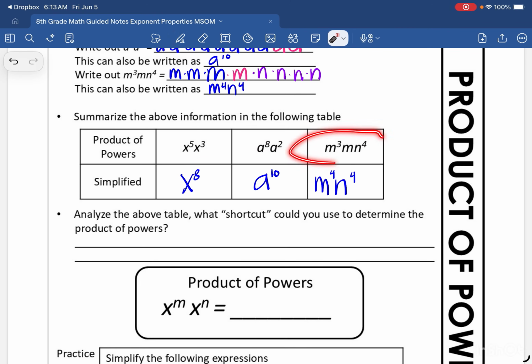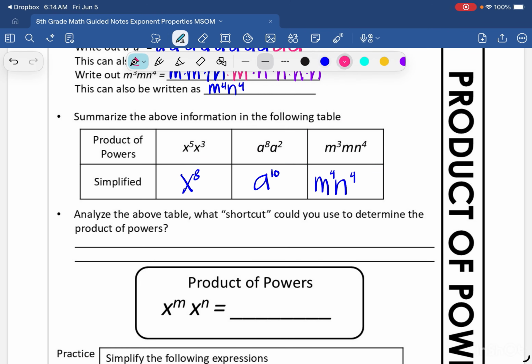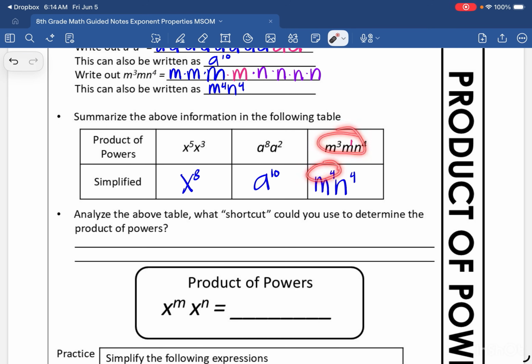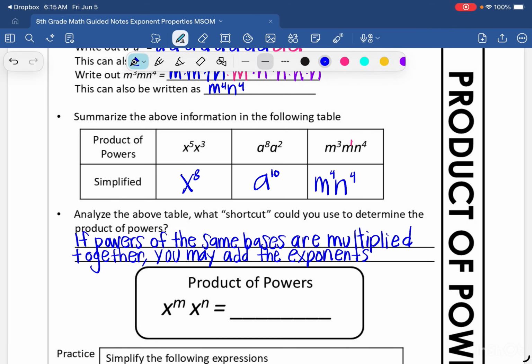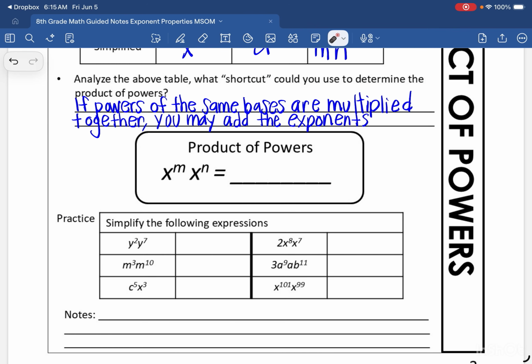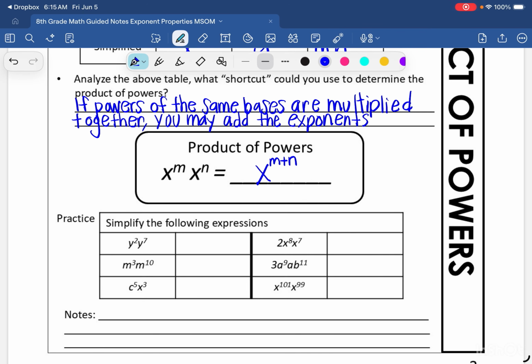Now right here on this last one, the power for that second m is a 1. You don't usually write out the 1. You just assume it's a 1. So I added 3 plus 1 and got 4. And my n to the fourth is a separate power. So if powers with the same bases are multiplied together, you may add the exponents. So in summary, x to the m times x to the n would be x to the m plus n.